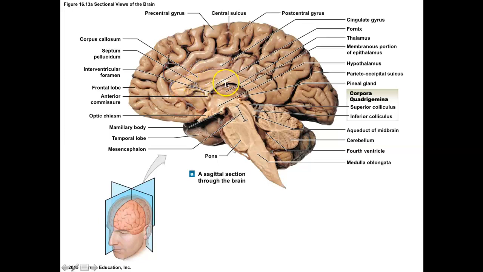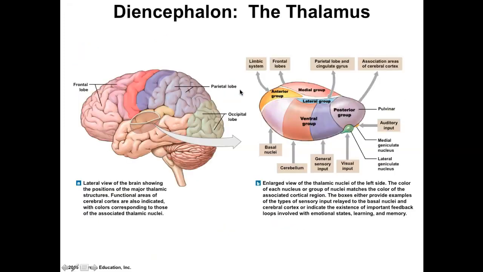Then there is another structure called the fornix that I haven't gotten to yet. This is part of the limbic system. And then here is the thalamus. So what is the thalamus exactly? Let's go back to our cartoon of it. It's divided up into regions called nuclei.